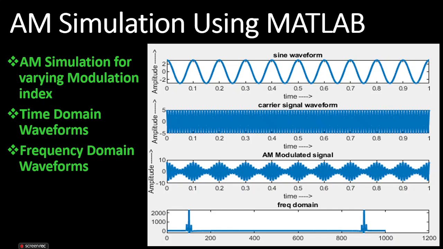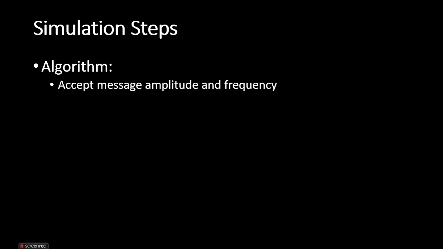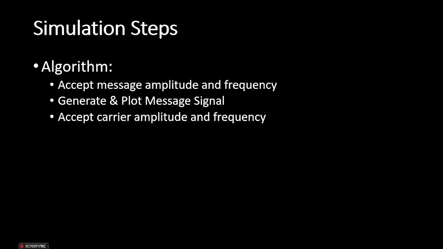Before we start simulating the amplitude modulation concept in Matlab, we will observe the steps involved in the simulation. First, we will accept the message amplitude and frequency by using the input command of Matlab, and then we will generate a message signal. The same is plotted in the figure window. After that, we accept the carrier amplitude and frequency. We will generate the carrier signal and plot it over the figure.